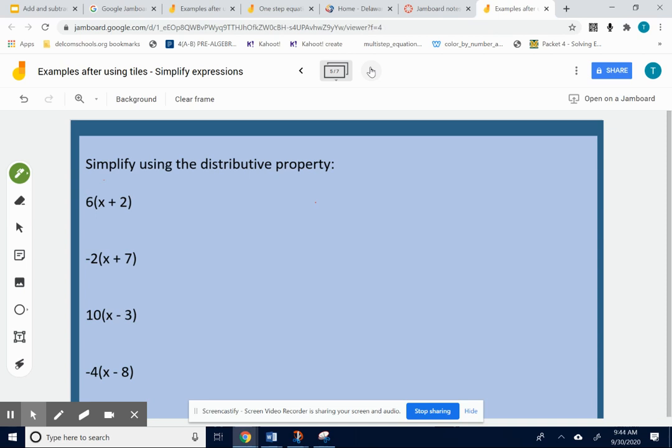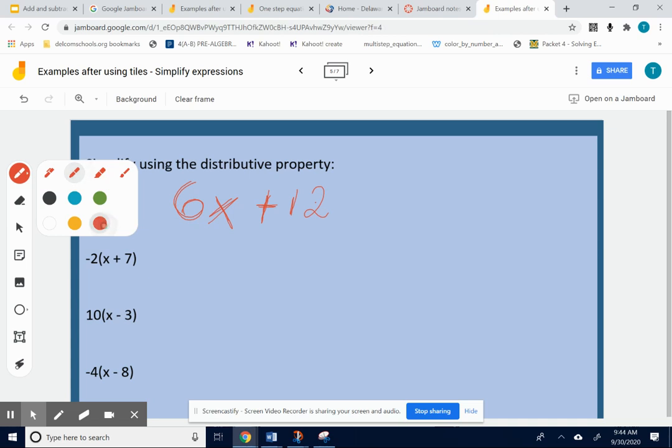Okay, the first problem, 6 times x plus 2. I'm going to take 6 times x, and I'm going to take 6 times positive 2. When you multiply a number and a variable, you just mush them together. So 6 times x is 6x. And then we have 6 times positive 2 is a positive 12. So the simplified answer is 6x plus 12.